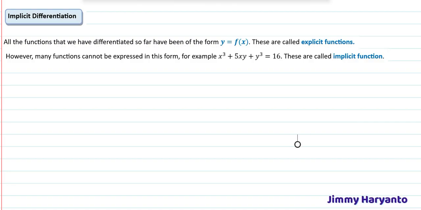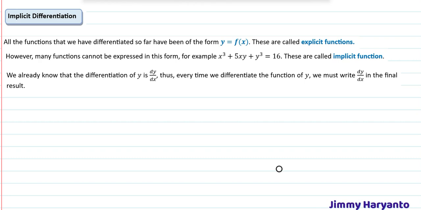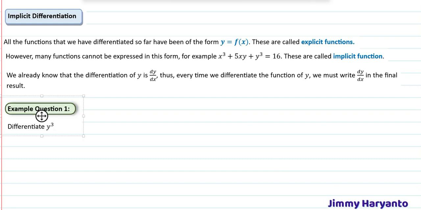Example, x cubed plus xy plus 5xy plus y cubed equals 16. This is called implicit functions. No matter how hard you try to make this into y equals something, you cannot. We already know that the differentiation of y is dy over dx. Thus, every time we differentiate the function of y, we must rewrite dy over dx in the final result.